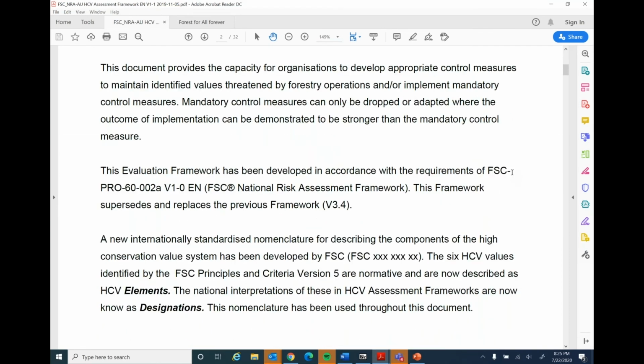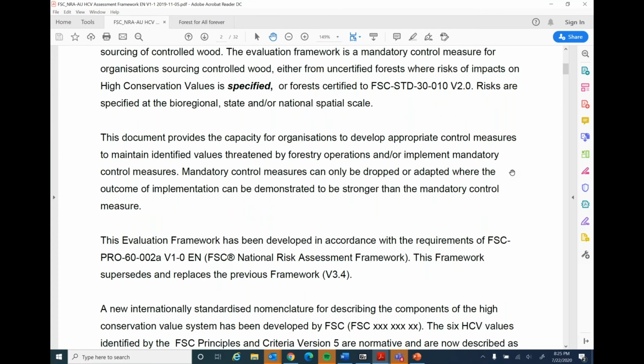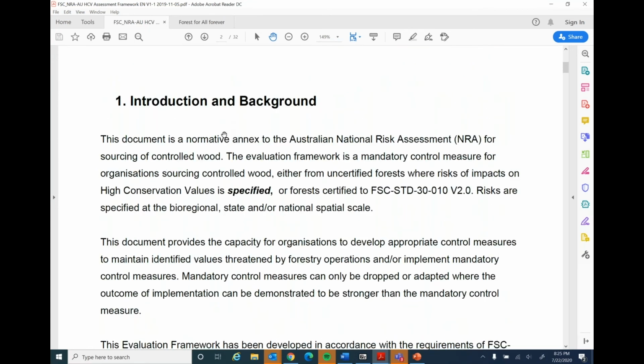So we start off with an introduction, and as it says, it's a normative annex to the National Risk Assessment. And then it also says that it's for organizations sourcing chain of custody certified organizations, certified to 40005, but also for forests certified to 30010. And Kiara, you kindly offered to explain what this is about.